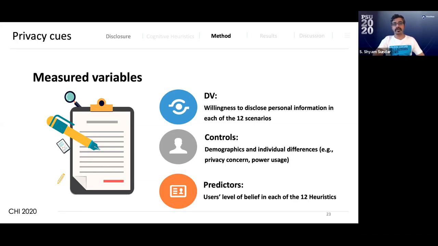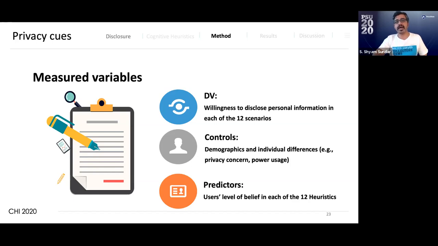But most importantly, toward the end of the survey, we measured their cognitive accessibility of the 12 heuristics under consideration in the study. We wanted to find out the extent to which the rules of thumb pertaining to each heuristic was really applicable in the minds of each respondent.